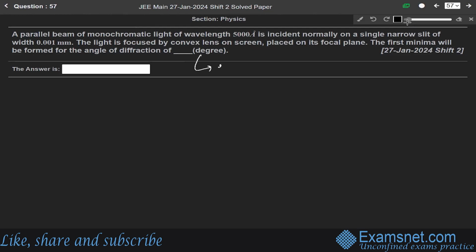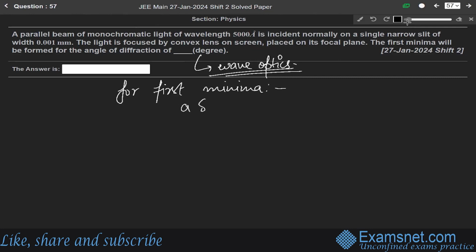So this question is from the chapter of wave optics. In case of minima, we know the condition. This is a direct formula based question. For first minima, we know that a sine theta equals lambda. We have to find the angle, so sine theta equals lambda by a. So theta equals sine inverse of lambda by a.